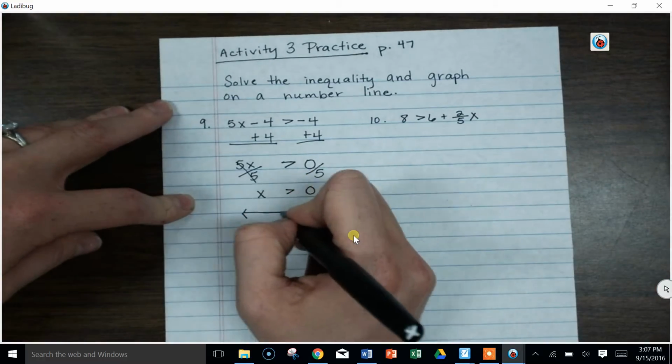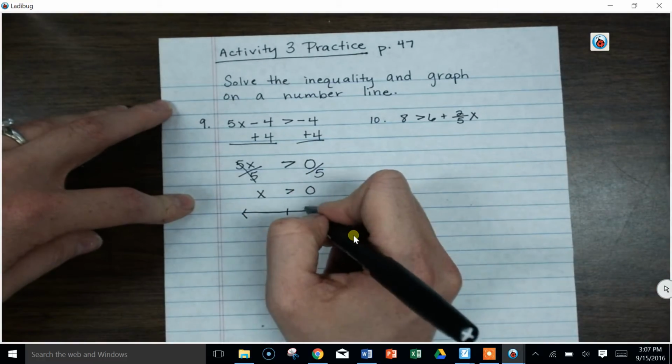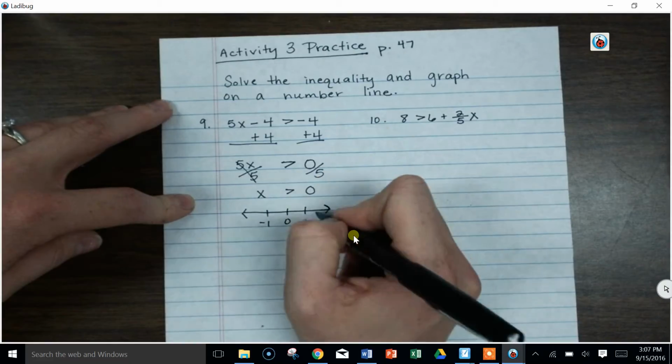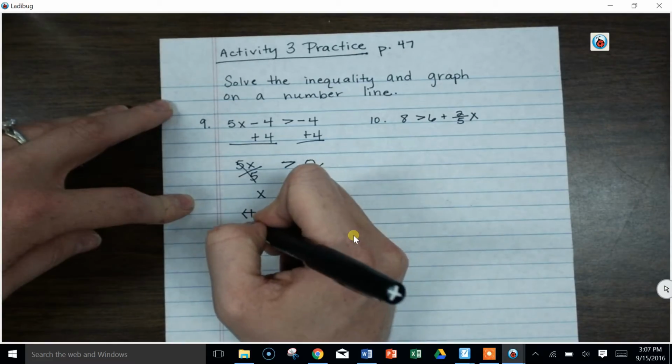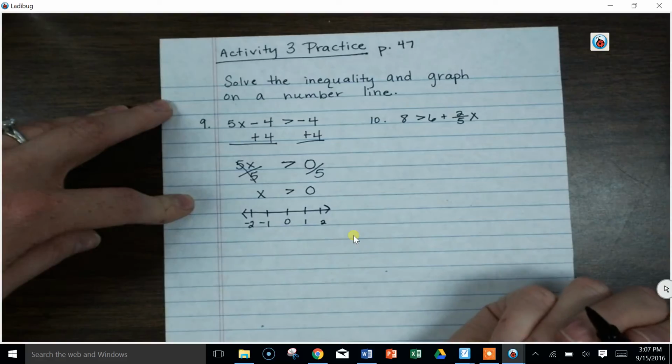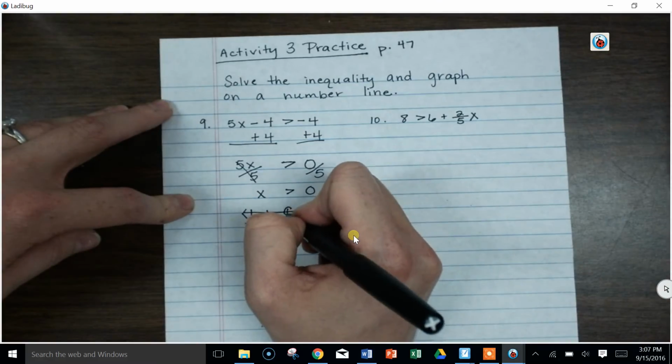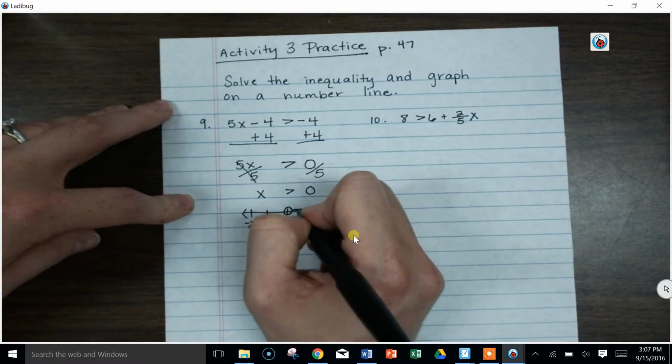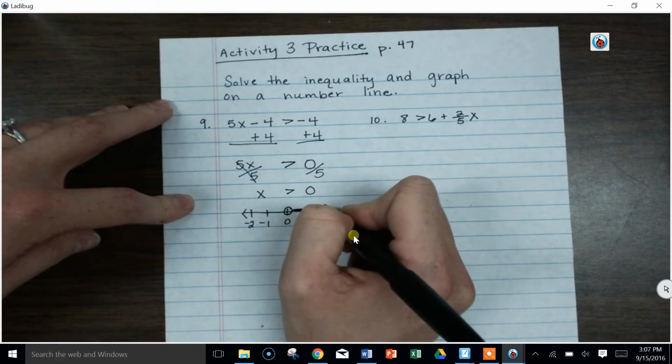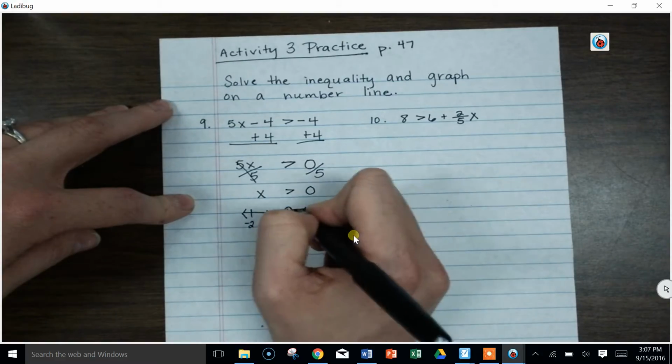On a number line, I need to have 0, there's 1, there's negative 1, there's 2, there's negative 2. Greater than, so I need a hollow circle around 0. Greater, I'm going to shade everywhere to the right and shade in the arrow.